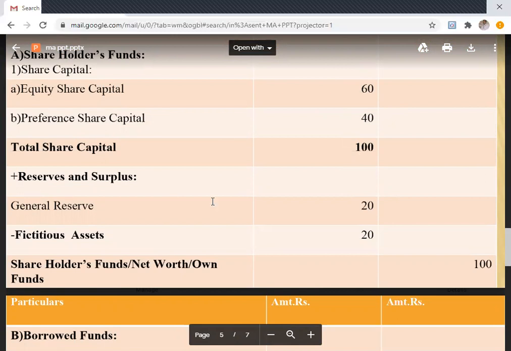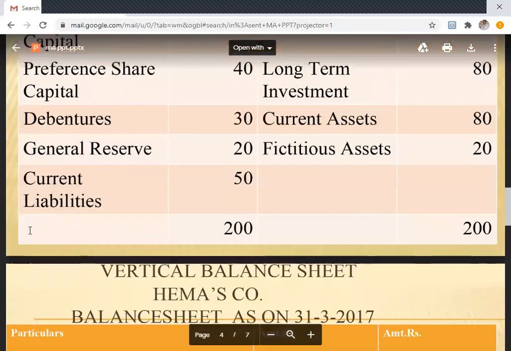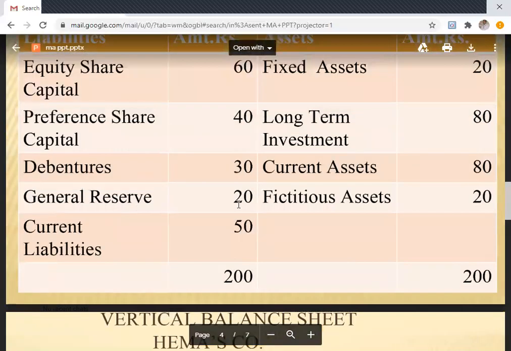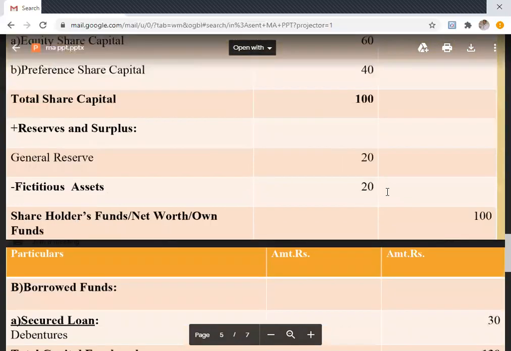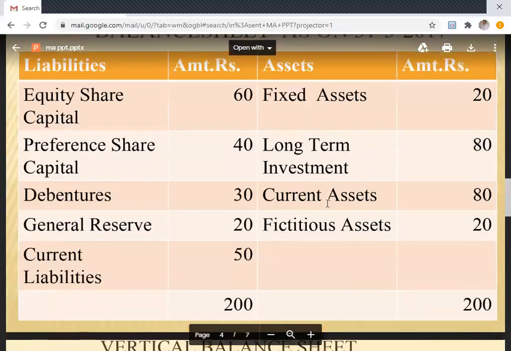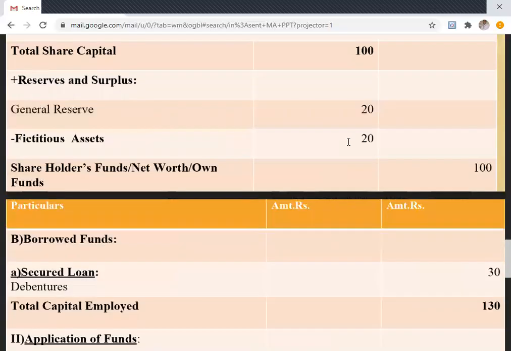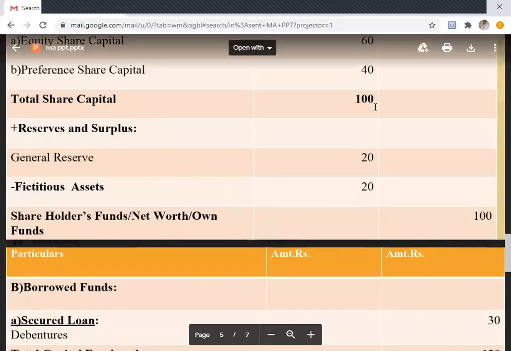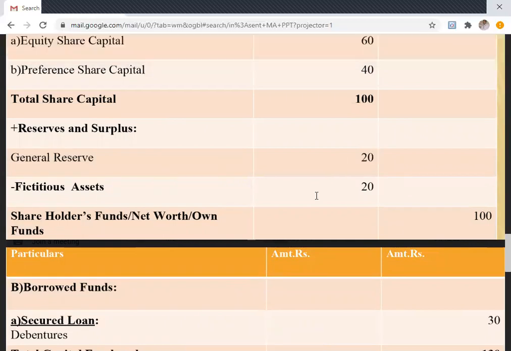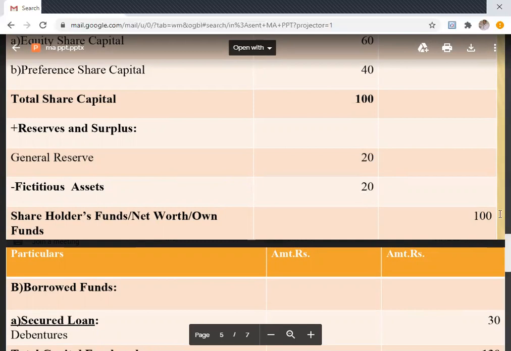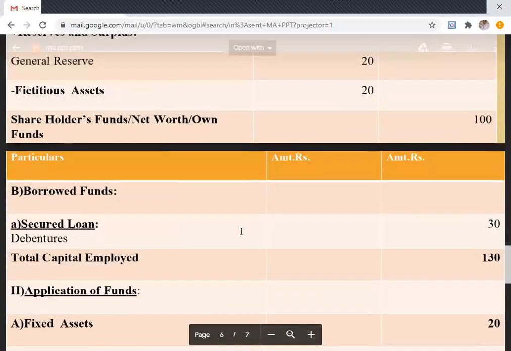Now we have to add reserves and surplus. The reserves and surplus item given on the liability side is general reserve 20. I will write that 20 here, and after that we have to subtract fictitious assets. Fictitious assets are given on the asset side as your last item, that is 20. So total share capital 100 plus general reserve 20 is 120, minus fictitious asset 20. Finally, in the outer column I will get a total of 100, and 100 is reflected as shareholders' fund or net worth or own funds.